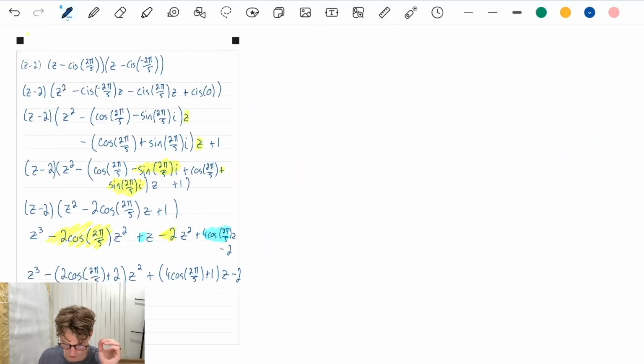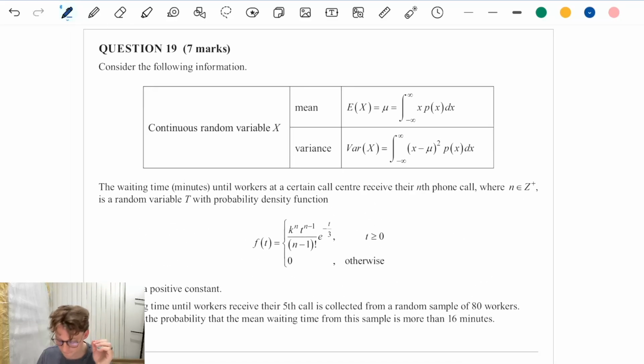Let's go across and do the final complex unfamiliar question. Okay, so consider the following information. I feel like this one has to be very calculator heavy. If I consider the following information, continuous random variable x.